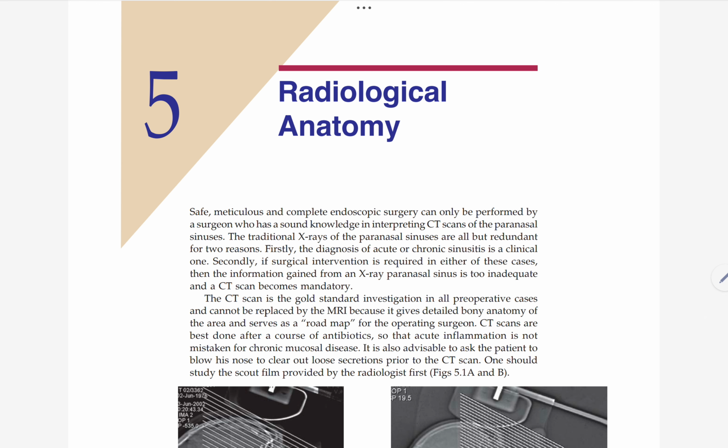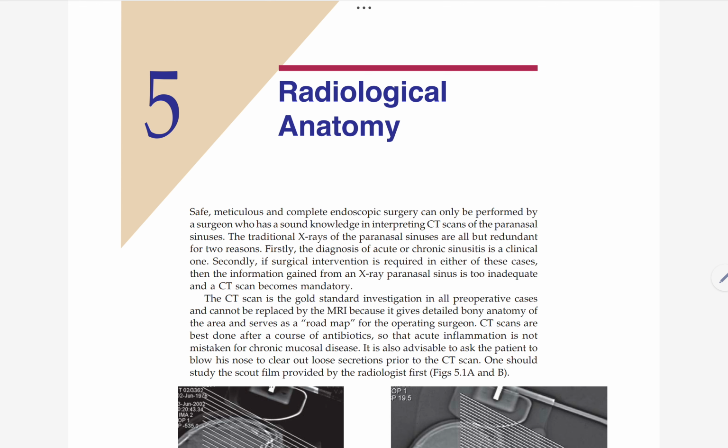Radiological Anatomy. Safe, meticulous, and complete endoscopic surgery can only be performed by a surgeon who has a sound knowledge in interpreting CT scans of the paranasal sinuses. The traditional X-rays of the paranasal sinuses are all but redundant for two reasons. Firstly, the diagnosis of acute and chronic sinusitis is a clinical one. Secondly, if surgical intervention is required in either of these cases, then the information gained from an X-ray paranasal sinus is too inadequate and a CT scan becomes mandatory.